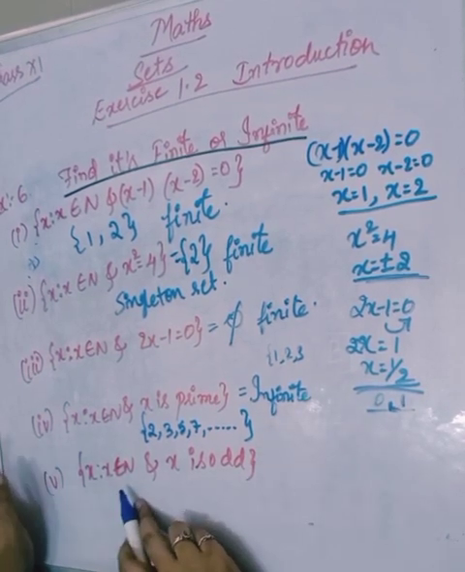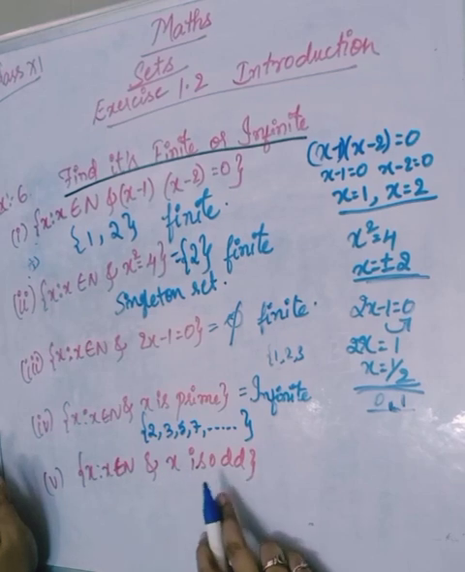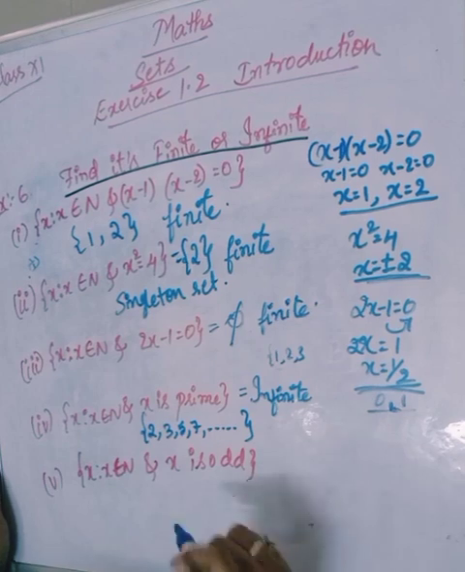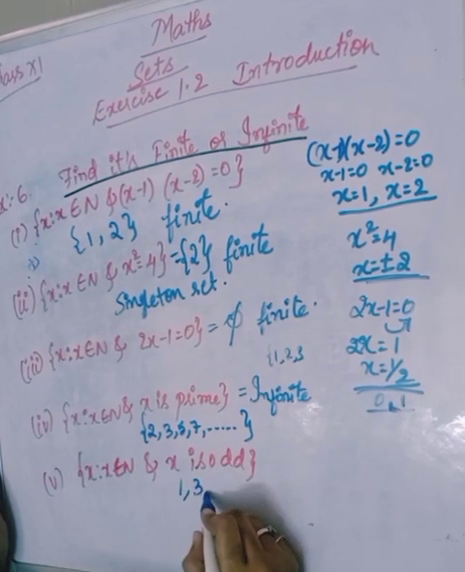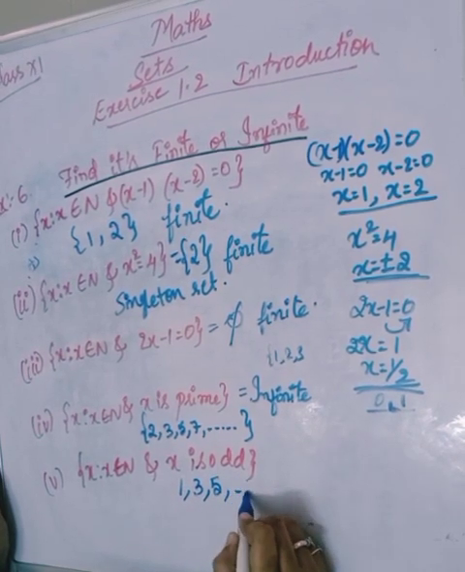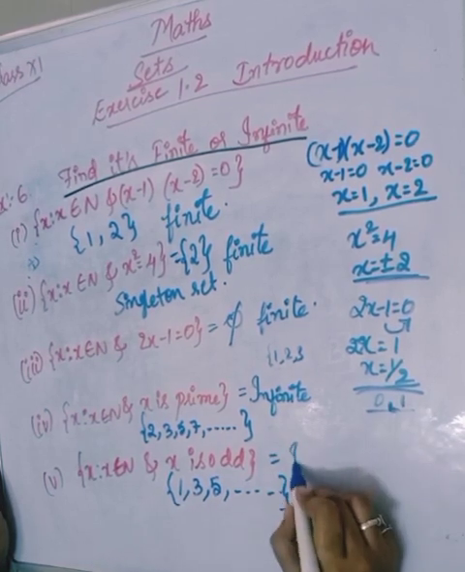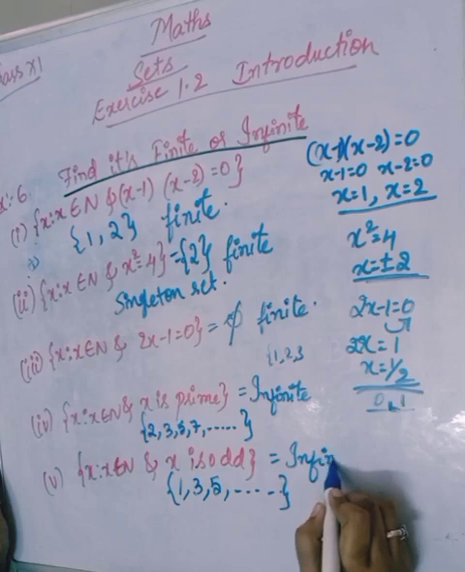Next one, x belongs to N, and x is an odd number. They did not say from where to where. Is it right? They just said odd numbers. Odd numbers, where will they start? 1, 3, 5, and it will extend and go. Does it stop anywhere? No. Therefore it's infinite.